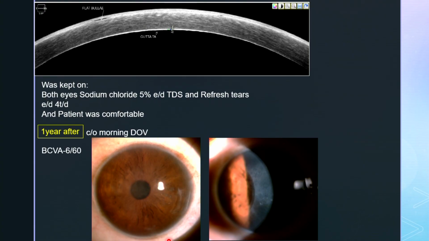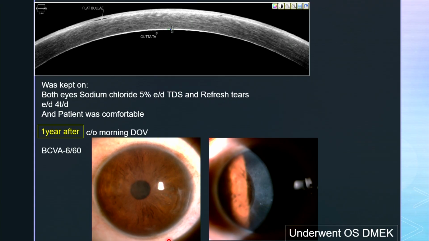One year after, the patient was kept on sodium chloride eye drops thrice daily, not operated, and the patient was comfortable. One year after, she complains of further diminution of vision, and the guttae had increased. The vision dropped to 6/60. Scarring was also seen in the slit lamp.